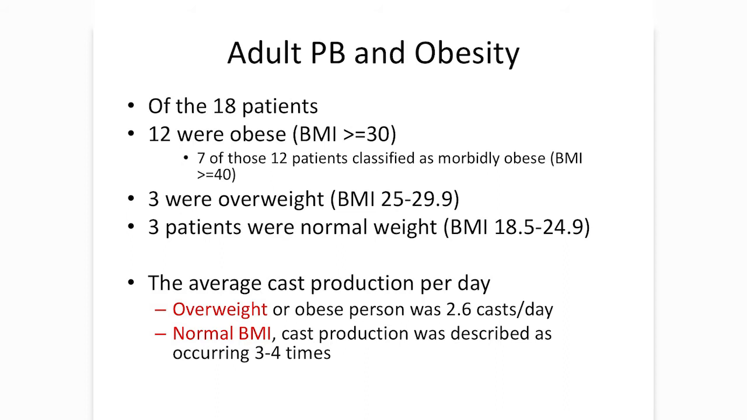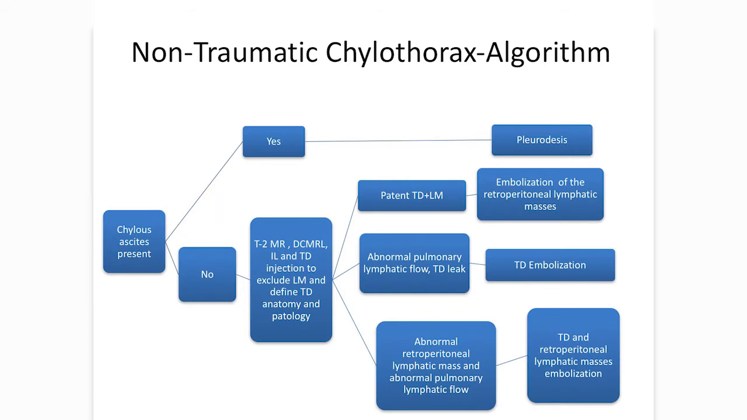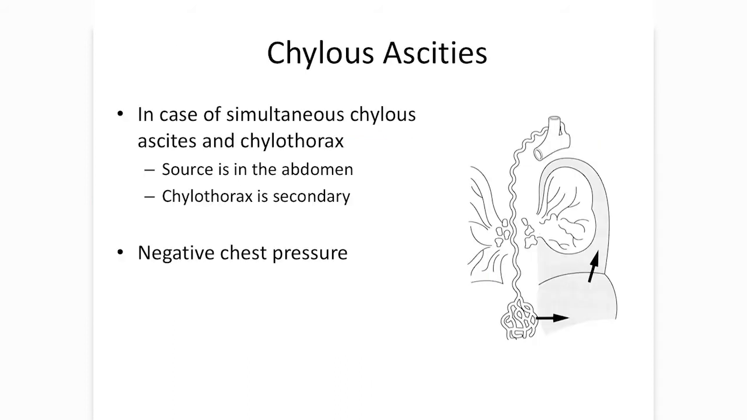So let's move forward to the next pulmonary lymphatic perfusion disease, and it's non-traumatic chylothorax or idiopathic chylothorax. This is our treatment algorithm that works very, very well. The most important part in this algorithm is to make sure that their chylothorax is not chylous ascites. Why? Because there is a hole in the diaphragm, and if a patient has chylous ascites and there are holes in the diaphragm, negative pressure in the chest can actually pull the fluid into the chest.